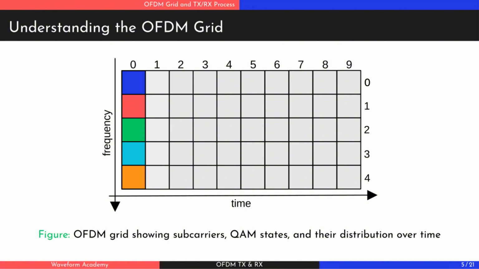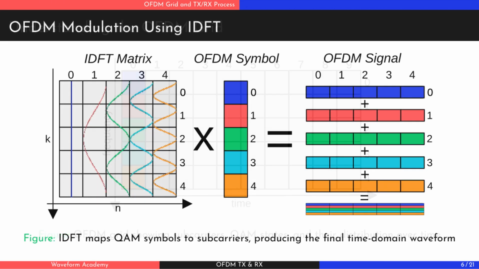In an OFDM transmitter, subcarriers are not processed individually. Instead, all subcarriers within an OFDM symbol are modulated together. The next slide illustrates this in detail. This modulation can be represented as matrix multiplication, where the transformation matrix consists of cosine wave carriers in its columns. Each QAM state is multiplied by its corresponding carrier, and all subcarriers are summed to produce the final signal vector.